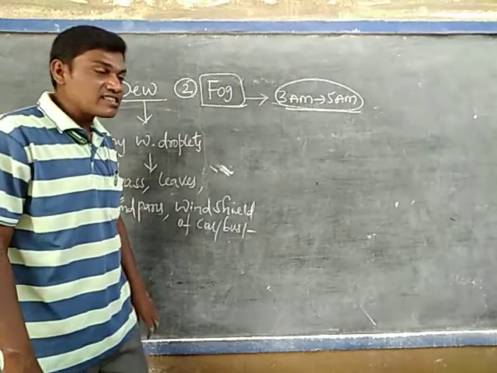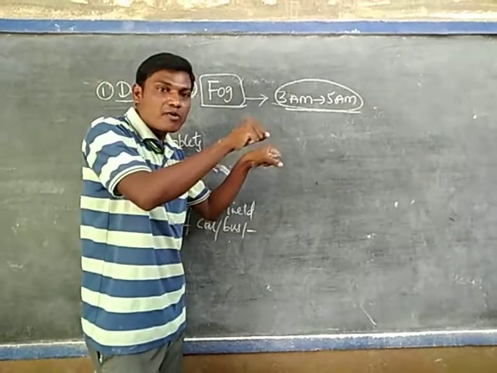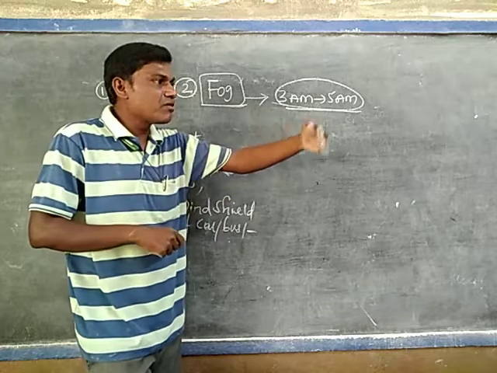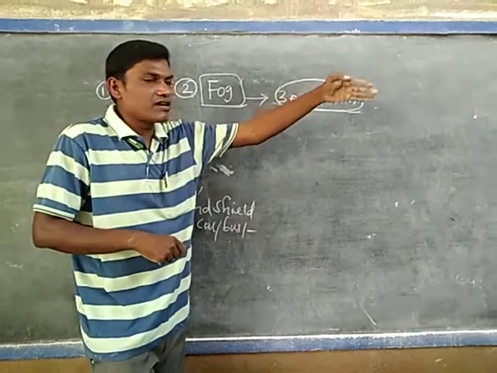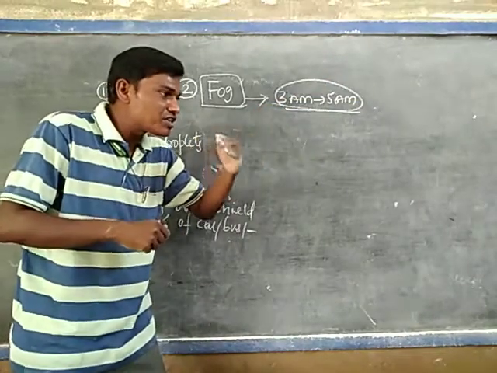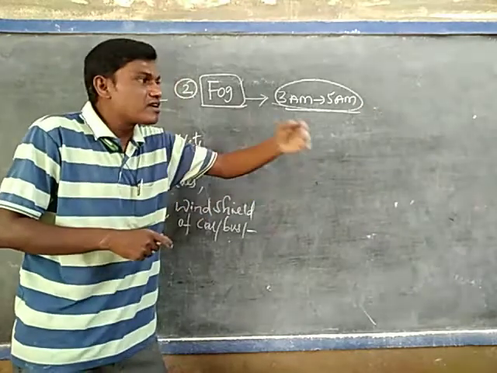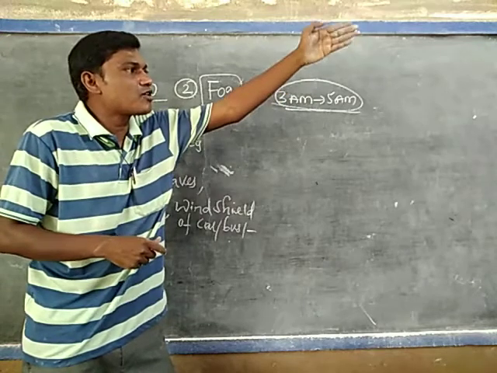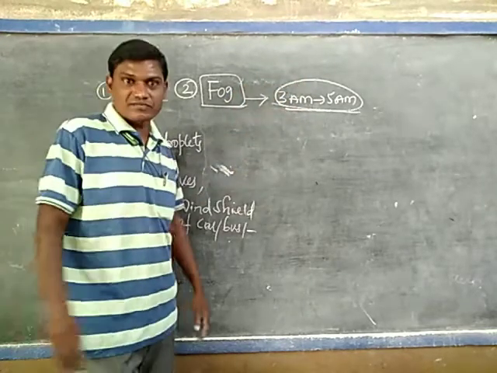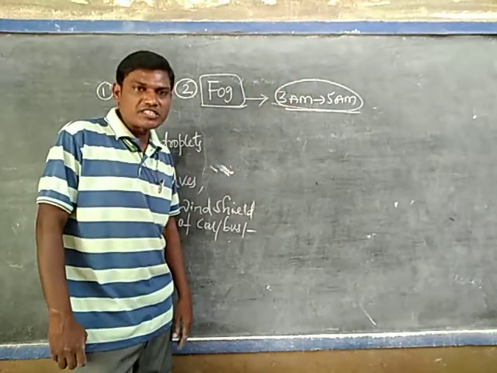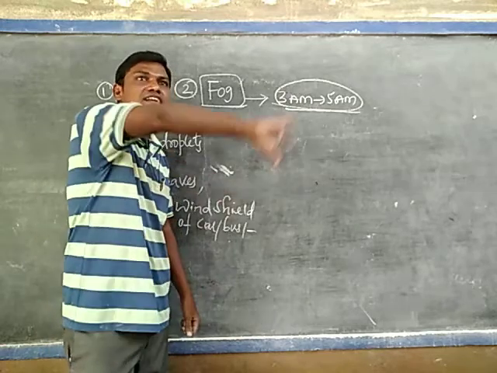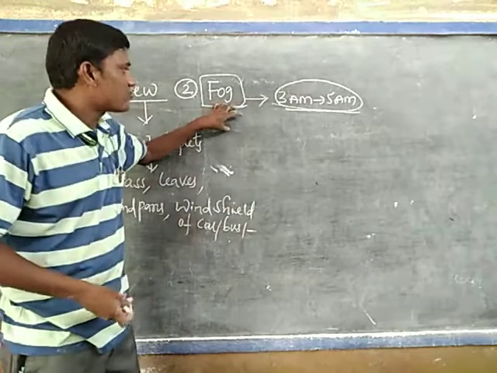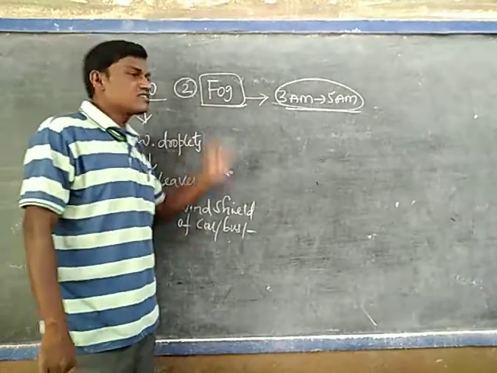When you are moving in any vehicle, you observe that we can see only up to a little distance. If a vehicle is moving in front of you, at 100 or 200 meters we can't see it. Is it correct or not? Your entire surrounding appears like white smoke. What is that called? Fog. Listen very carefully. What does fog mean?